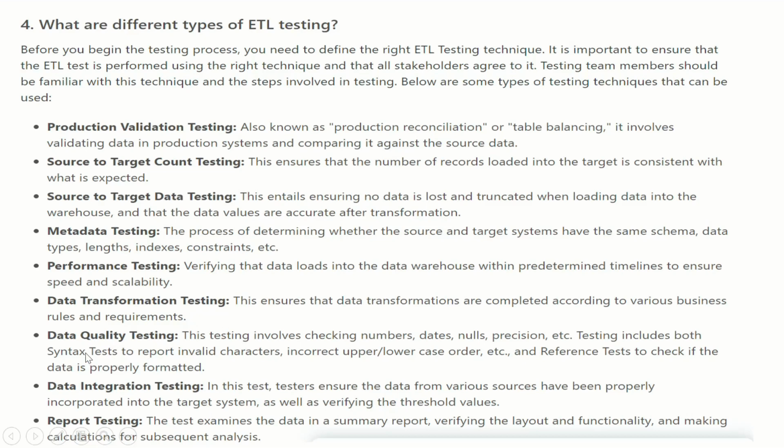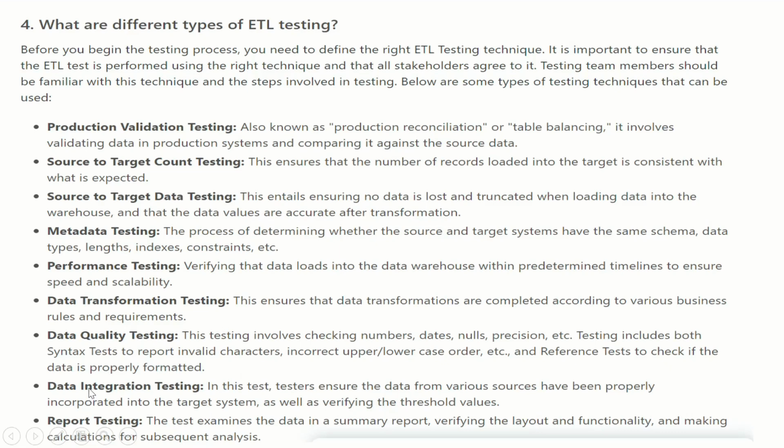Then the next point is data quality testing. This testing involves checking numbers, dates, nulls, precisions, etc. Testing includes both syntax tests to report invalid characters, incorrect upper or lowercase order, etc., and reference tests to check if the data is properly formatted.